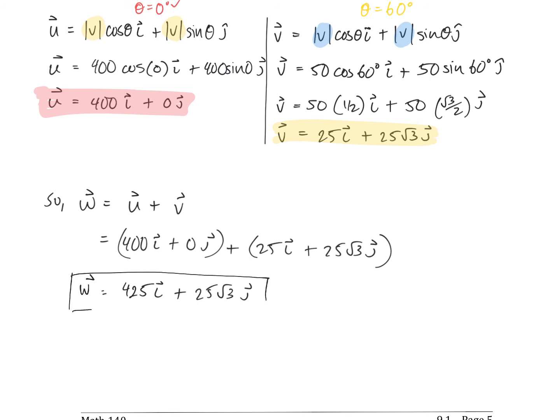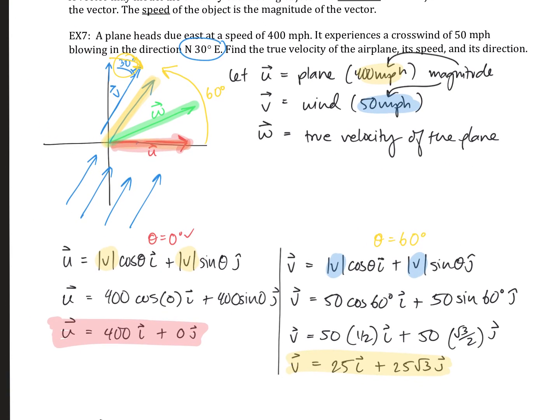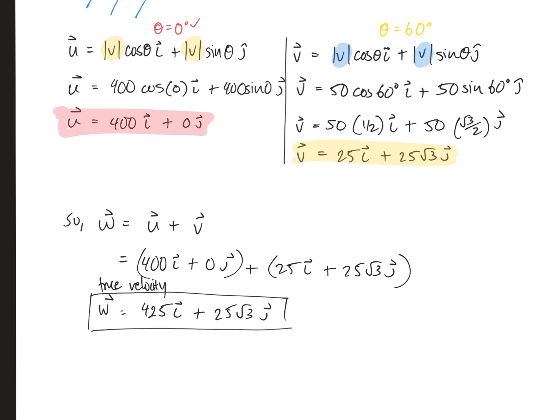Awesome. We found the true velocity. What are we missing? We need the speed of the plane and the direction of the plane. Okay, well now, since we actually have the vector we want, we can use this to find the speed and direction, because we have the formulas for that. Once we have our vector, we can easily find the speed and direction.